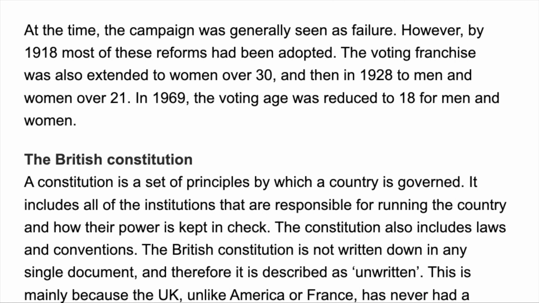However, by 1918, most of these reforms had been adopted. The voting franchise was also extended to women over 30, and then in 1928 to men and women over 21. In 1969, the voting age was reduced to 18 for men and women.